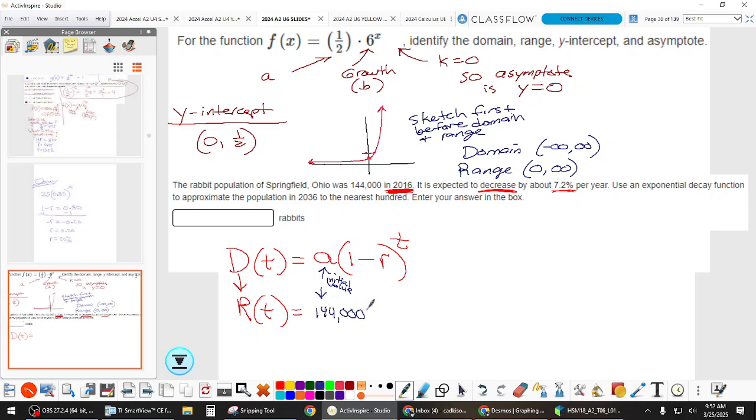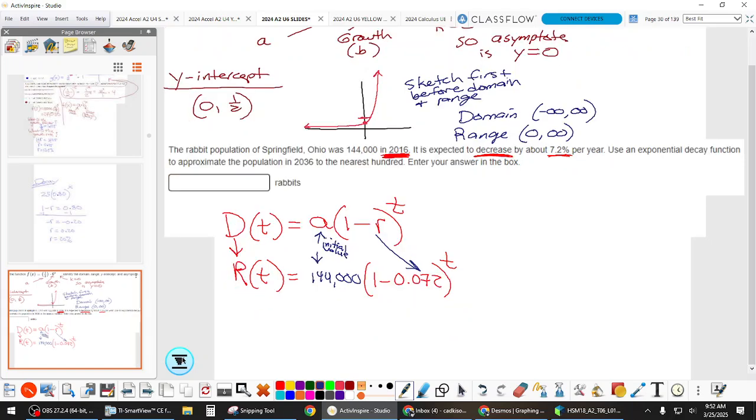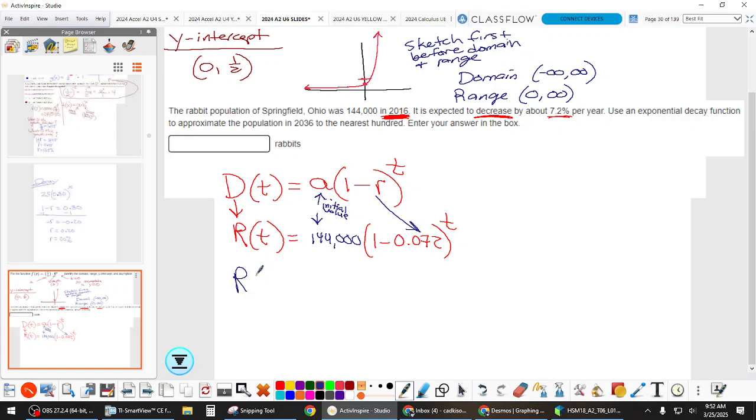Good. All right, next. 1 minus the rate as a decimal, don't just stick 7.2. So 0.072 in there, and then of course t is just our variable. Probably before I did this problem, I would go ahead and subtract, because it looks nicer than having a 1 minus in there.